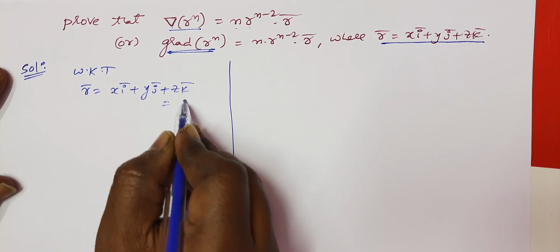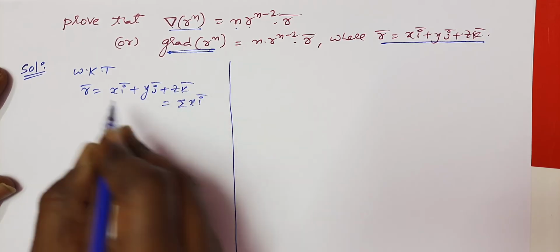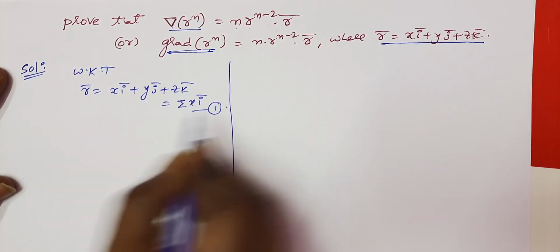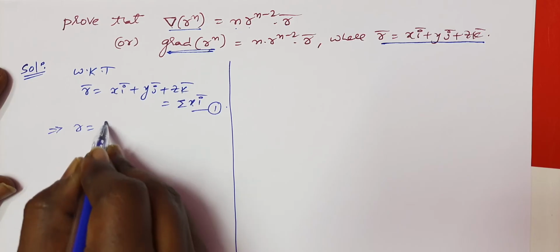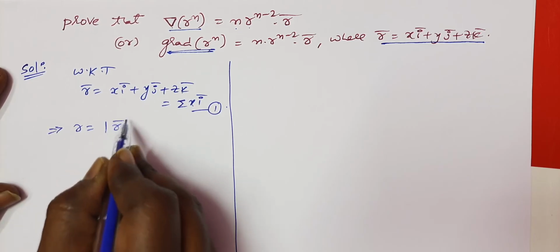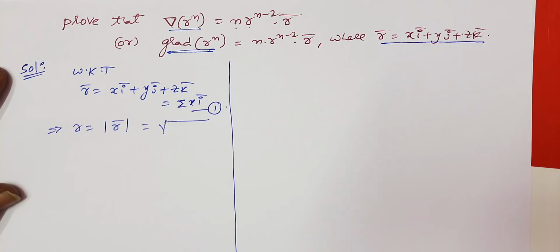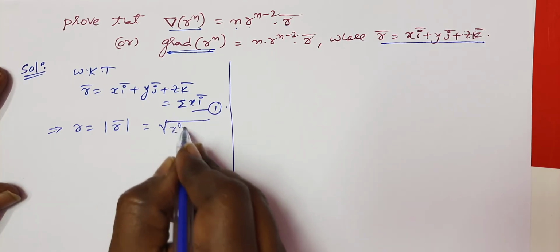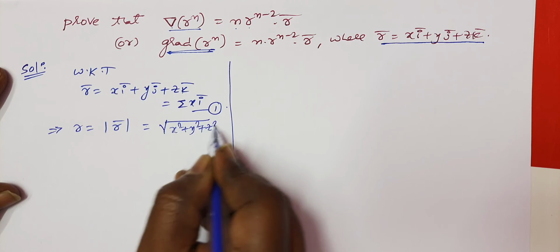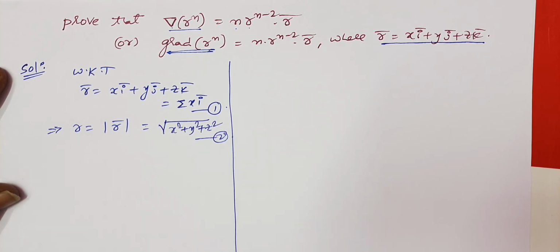I will write this as the summation of x i bar, which is the first term. So what is small r? Small r is nothing but the magnitude of r bar. How can we express the magnitude? Square root of the sum of squares of components: square root of x square plus y square plus z square. Take it as equation number 2.